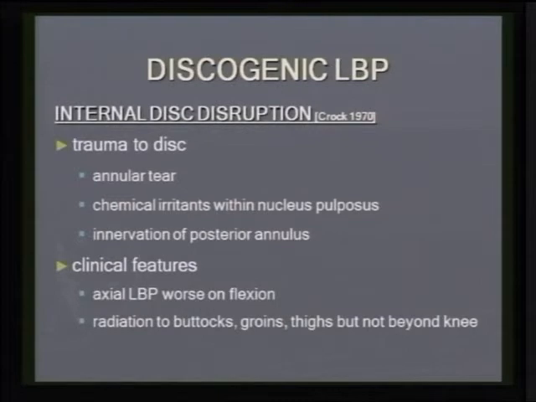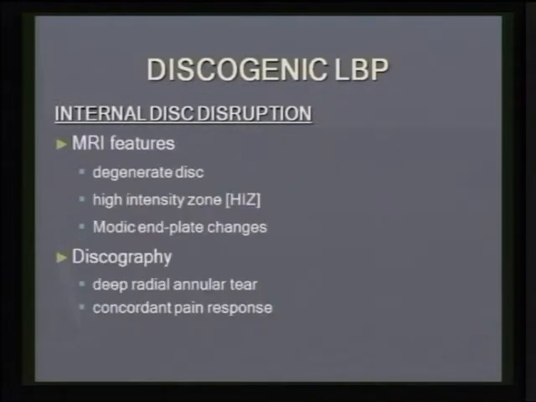Start talking about discogenic low back pain. The concept of internal disc disruption was introduced in 1970, where it suggested that some trauma to the disc results in an annular tear, which sets up the presence of chemical irritants within the nucleus pulposus and reinnervation of the posterior degenerate annulus. The chemical irritants and the new nerve fibers within the annulus act as sources of potential pain.